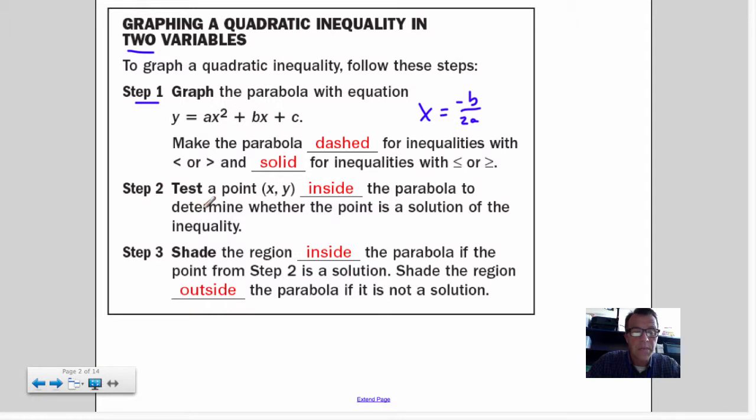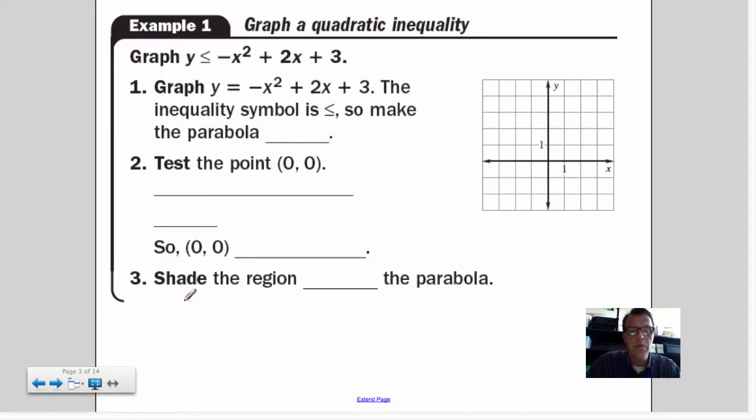We then need a test point. We need to pick a point that's inside the parabola and determine if that point is part of the solution. So we would plug a test point back into the original inequality, and if it's satisfied, then we end up shading the region inside. If it doesn't satisfy the inequality, then we would shade outside. So let's go ahead and get into our first example.